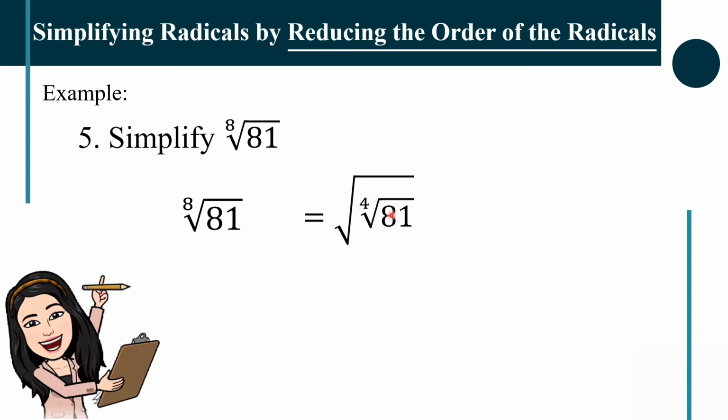Okay? So, what is the 4th root of 81? Yes, that is 3. So, instead of writing the 4th root of 81, we will write 3. And then copy the outside radical. So, that is the square root of 3. So, this is the simplest form, or the simplified form, of the 8th root of 81.